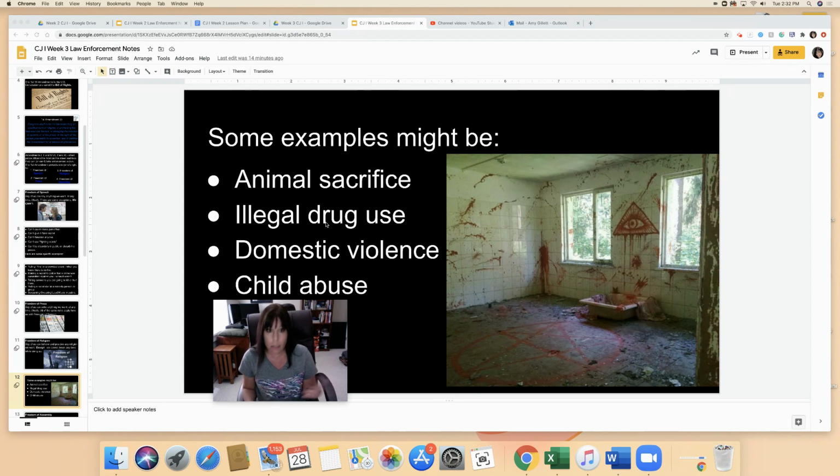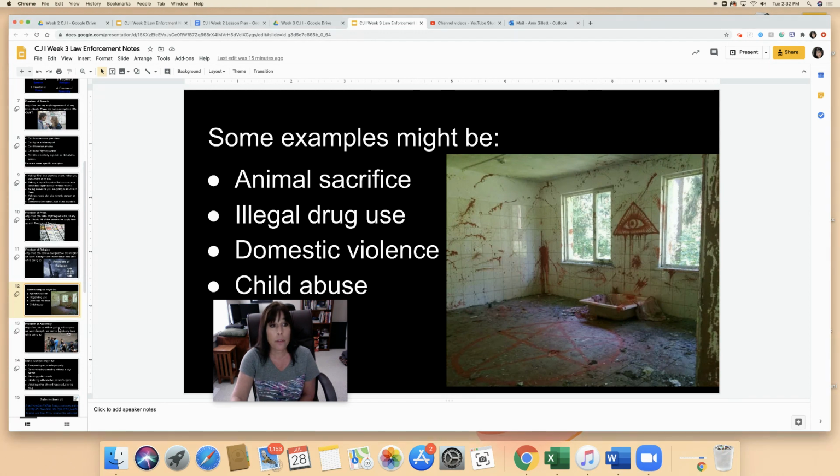Domestic violence, child abuse, these are not going to be accepted just because you say it's part of your religion. So these are the exceptions. But basically, you can believe anything else you want to believe. I know that's a nasty, disgusting picture, but I'm just trying to give the example of some of these whacked out groups that might actually believe in some of these things.